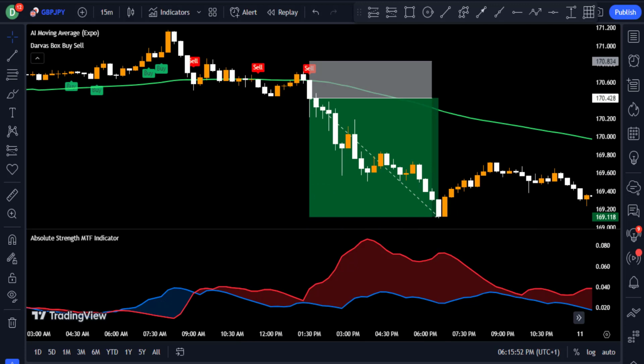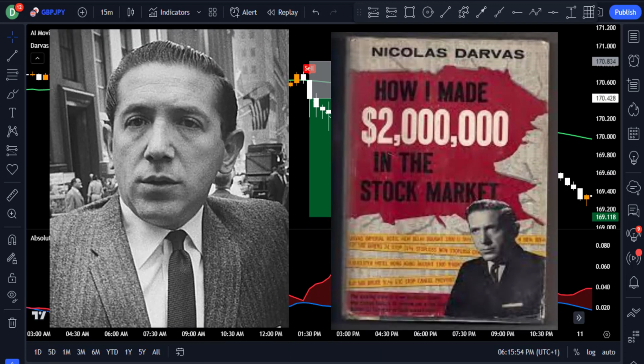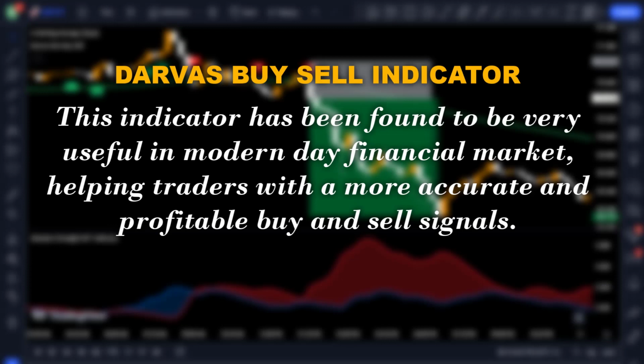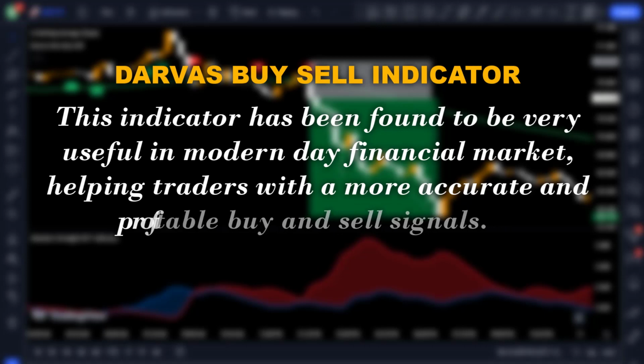Now, this indicator was created to depict the strategy that got Nicholas Darvas over $2,450,000, using his Darvas box strategy. So this indicator has been found to be very useful in modern-day financial market, helping traders with the more accurate and profitable buy and sell signals. And that's if you use the indicator correctly.